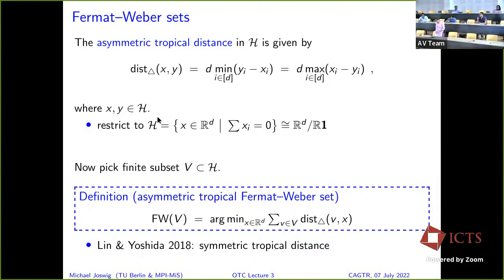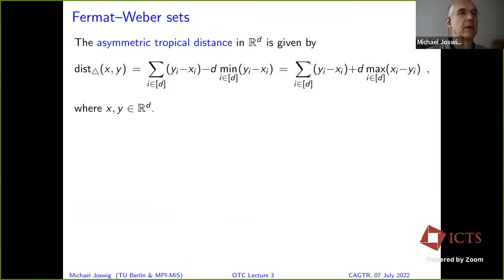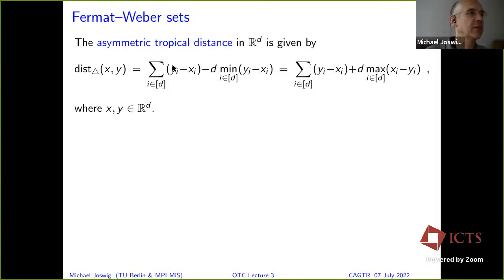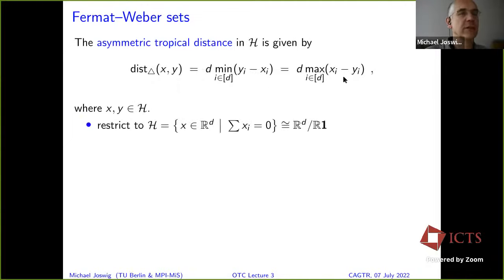So in the last slide there is the distance function defined. How are the two related? Here it is defined in H, and in the last slide it was the summation of y_i minus x_i minus d times the minimum of y_i minus x_i. So what is the question? Is it referring to this slide, or the last slide? Yes, this. So there is the distance function, which is the summation of y_i minus x_i minus d times the minimum of y_i minus x_i. It is defined in R^d. This is just a definition. And now if I restrict to points which lie in H, then this sum is 0 and this sum is 0.